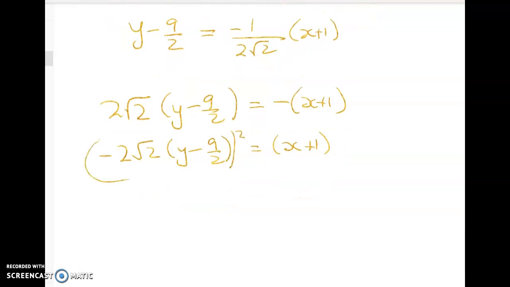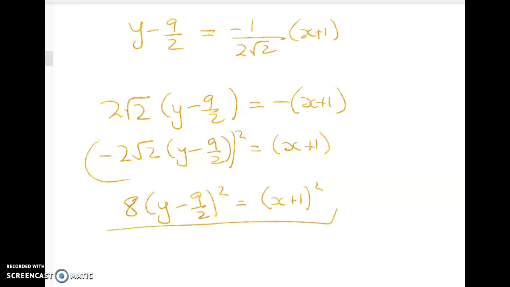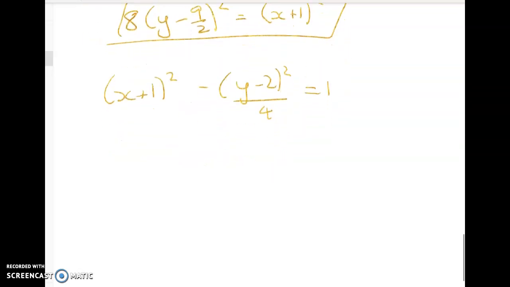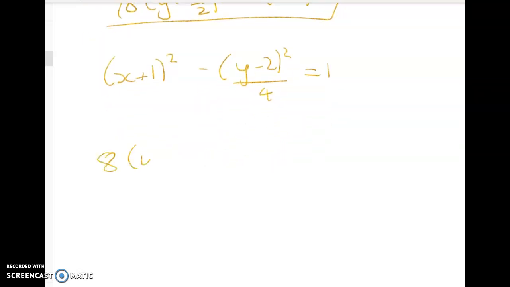So squaring both sides gives me root 8. Let's see. 2 root 2 is root 8. So we get 8 times y minus 9 over 2 squared is equal to x plus 1 squared, I think. Yep, that looks good to me. So now we're ready to sub that into my main equation. So remember we had x plus 1 squared minus y minus 2 squared on 4 is equal to 1. We get 8 times y minus 9 over 2 squared minus this.